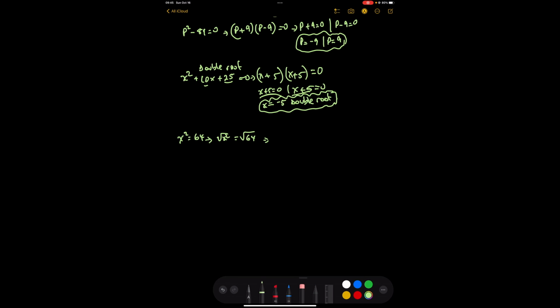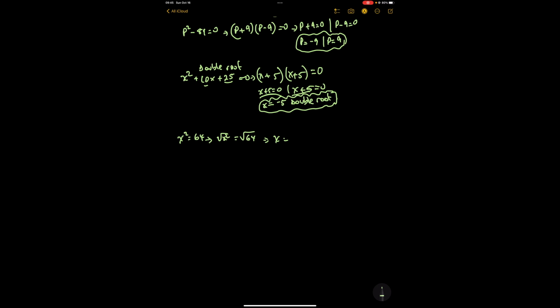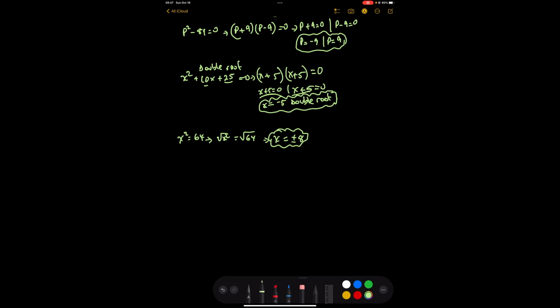What would x equal to? When you're doing square root, it always comes out to 2 answers, okay? x will be equal to plus or minus 8, because either 8 or -8, when you square it, will give you 64. Let's do a second one.